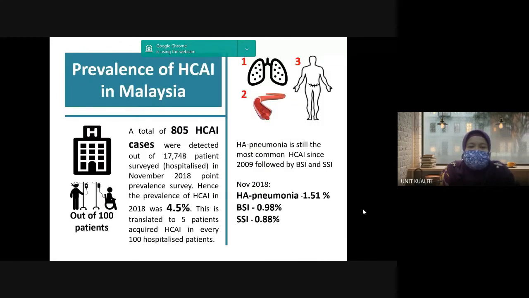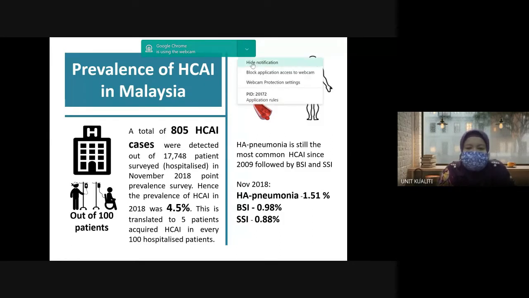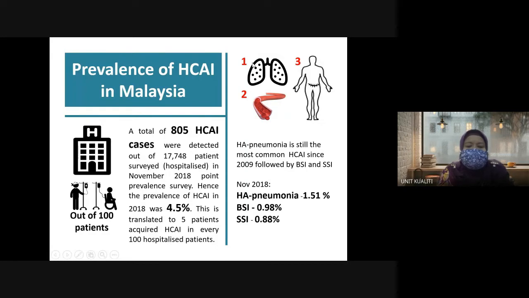So what is the prevalence of SAI in Malaysia? Out of 70,000 plus patients surveyed in November 2018, about 800 SAI cases were detected. The prevalence of SAI in 2018 was 4.7%. This translates to 5 patients acquiring SAI in every 100 hospitalized patients. Hospital-acquired pneumonia is still the most common SAI since 2009, followed by bloodstream infection and surgical site infection.